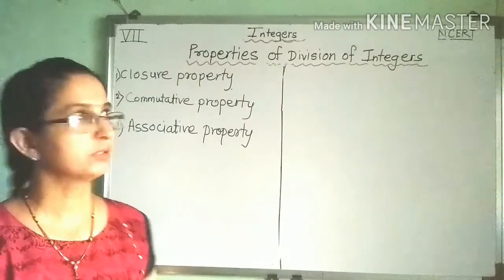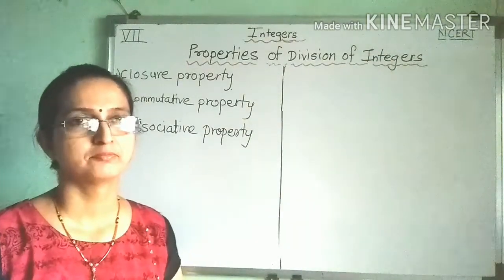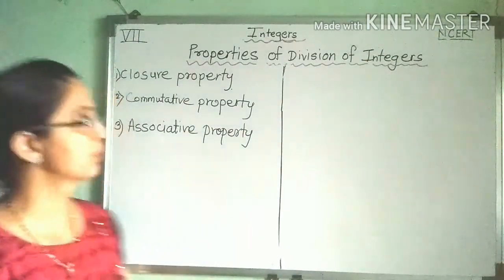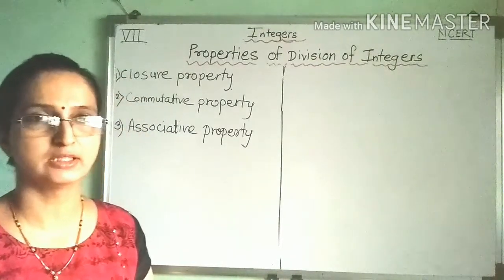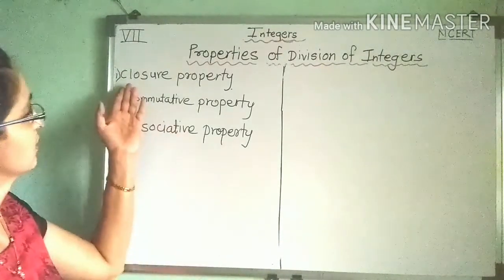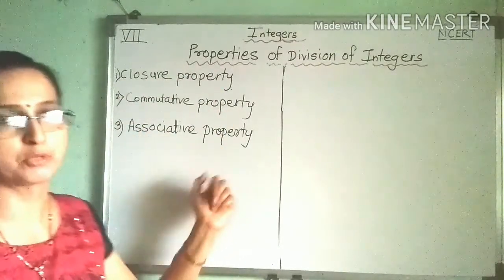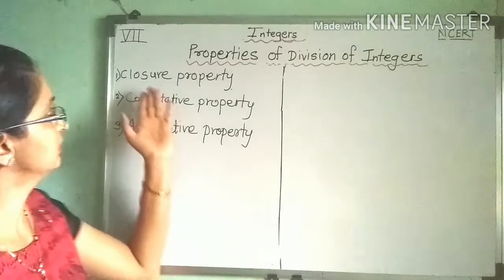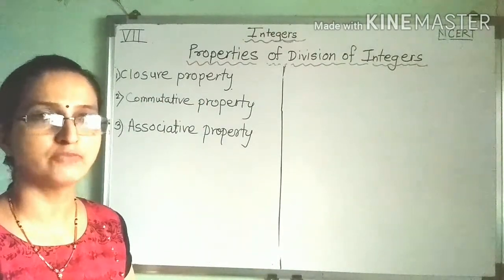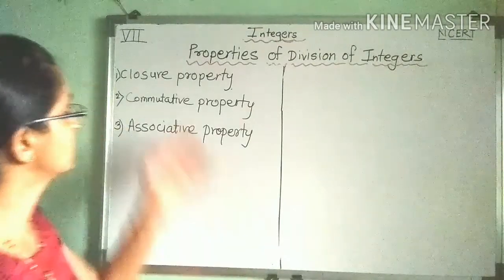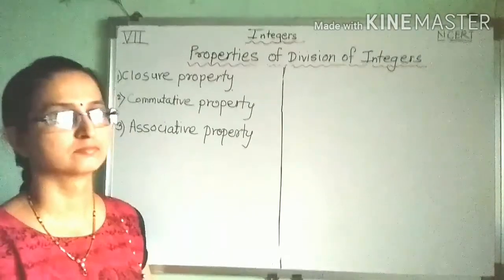Now our next topic is properties of division of integers. We have already seen properties of addition and subtraction, and properties of multiplication. There are the closure property, commutative property, and associative property. We have to check whether these properties are true for division of integers also. So first is the closure property.